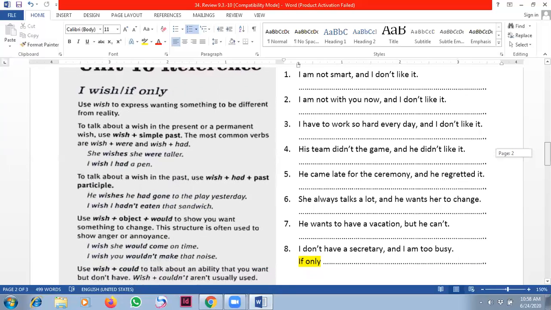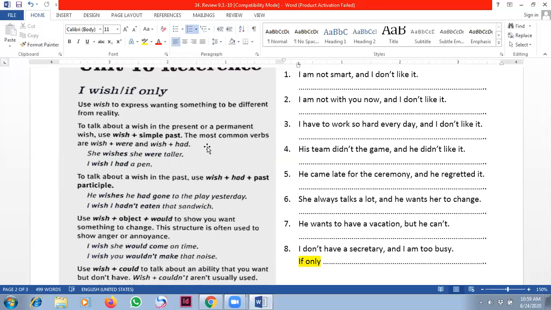So I wish, and if only. Use wish to express wanting something to be different from reality. So if the reality is negative, no. For example, I am hungry, that is the reality. But if you wish that you were not hungry. So if the reality is positive, you wish for it to be negative. If the reality is negative, you wish for it to be positive.